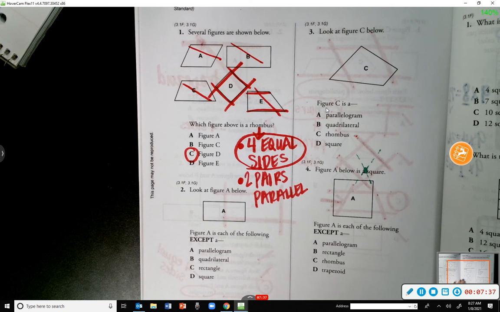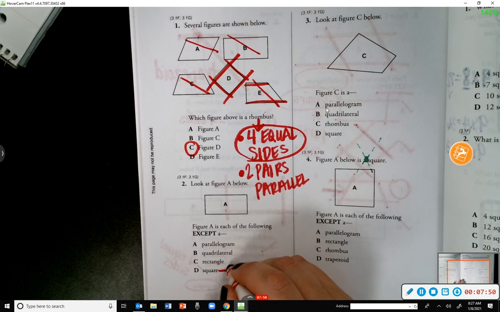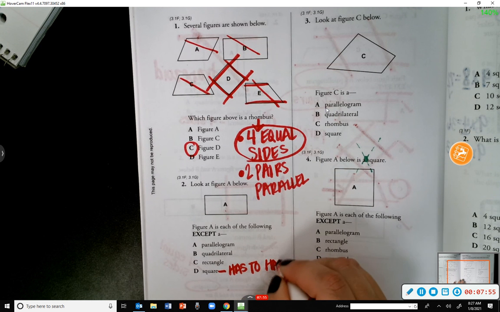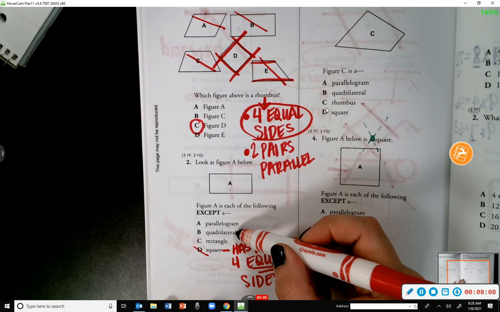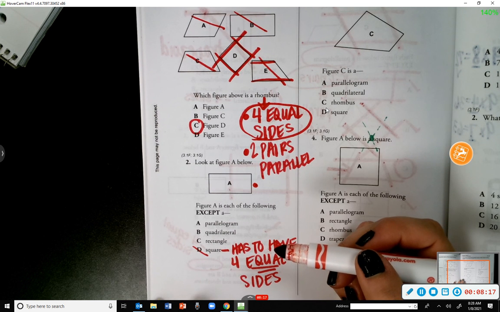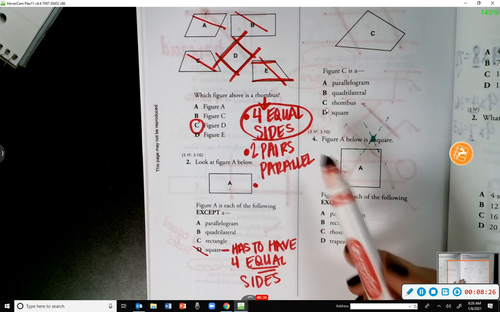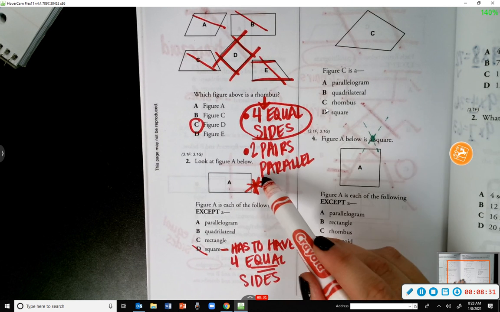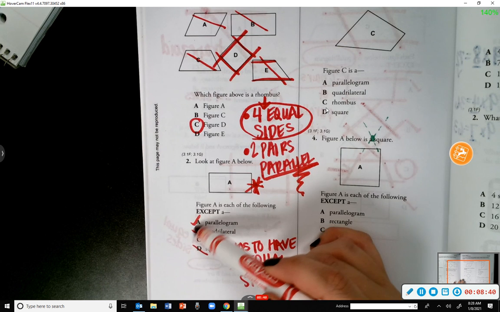Yep. Okay, number 2, look at figure A below. Figure A is each of the following except a what? Aaliyah? Square. Good. It cannot be a square because a square has to have 4 equal sides, and a rectangle does not. Okay? What makes this a quadrilateral? It has 4 sides. What makes this a parallelogram? How can a rectangle also be a parallelogram? Parallelogram means the opposite sides are parallel. Okay? So it is all of these except a square.